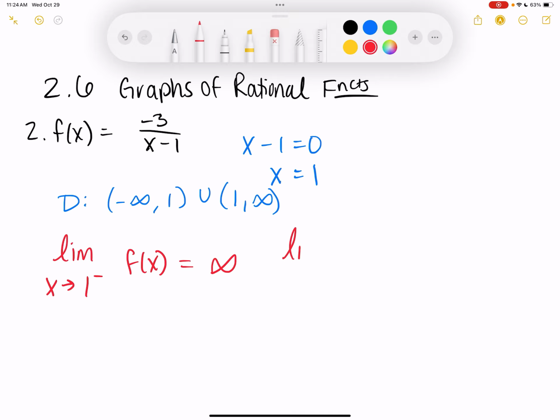So the limit as x approaches 1 from the right, we put a little plus sign there, of f of x. So if I had negative 3 over 1.0000001 minus 1, what would I get? Negative infinity. So that's essentially proving to us that there's an asymptote there, that there's a problem because it's going to infinity or negative infinity. So we just confirmed that we did it correctly to find our domain.